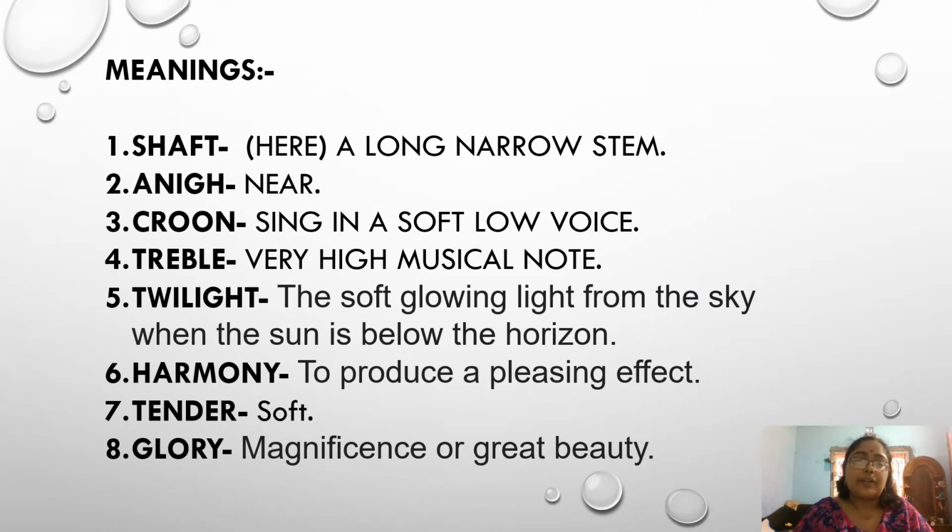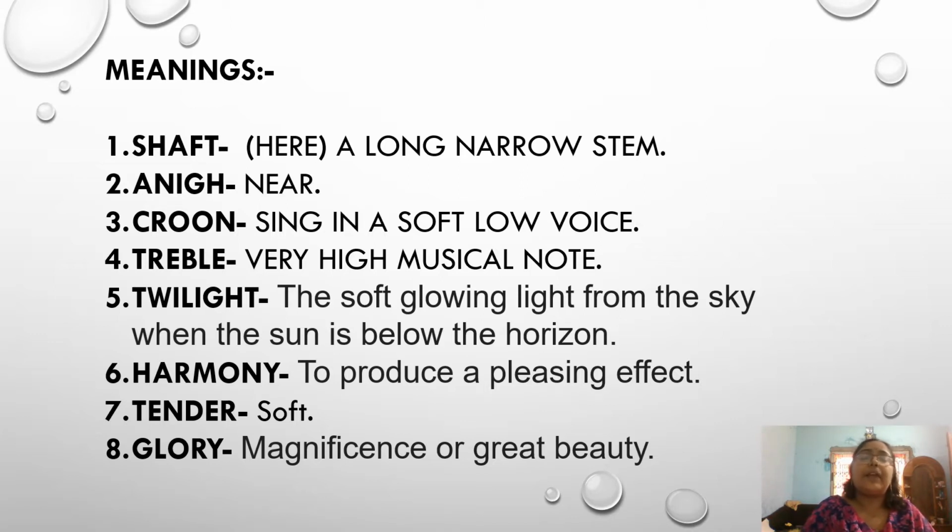Now the next part. See there. There are only 4 meanings in your book, but I have given 8 there. Why? Because I felt the next 4 very important for you all to know. The first is shaft, the second is anai, the third is croon, and the fourth one is treble. These all you'll find in the book. That's why I've given it in bold, in caps lock, where everything is written in capital letters.